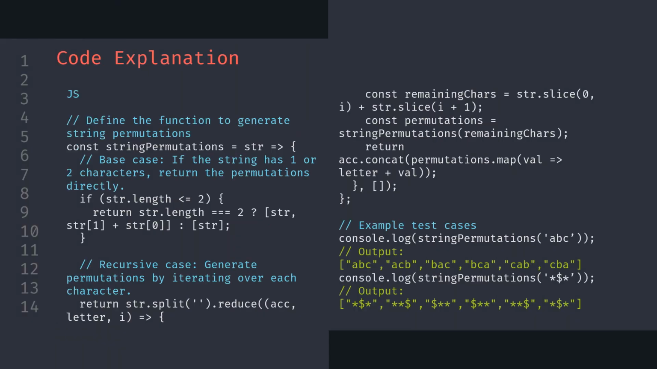This function works recursively to generate all permutations. If the string has just 2 characters, it simply stops there. Otherwise, it iterates through each character, removes it, and generates permutations for the remaining string. Finally, it combines all possible arrangements.